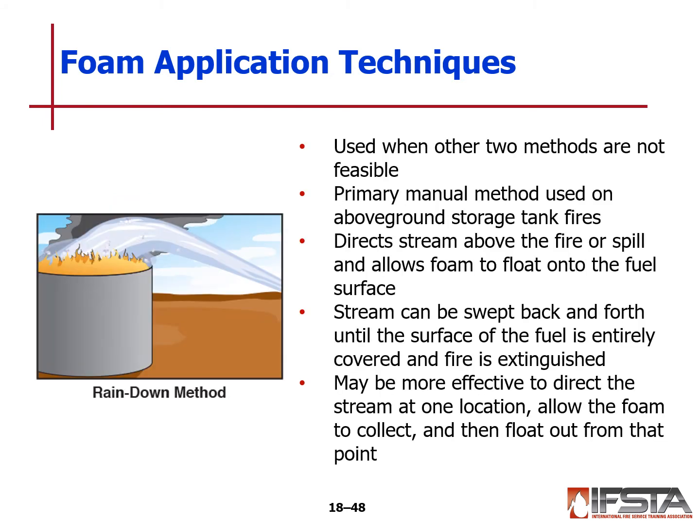The rain down method may be used when the other two methods are not likely or feasible. It is the primary manual method used on above ground storage tank fires, and this directs the stream above the fire or the spill and allows foam to float onto the fuel surface, creating a blanket. The stream can be swept back and forth until the surface of the fuel is entirely covered and the fire is then extinguished. It may be more effective to direct the stream at one location and allow foam to collect and then float out from that point on.